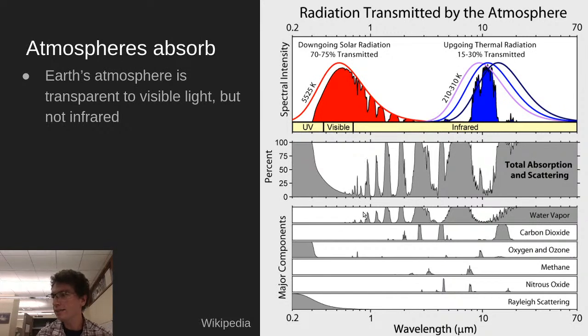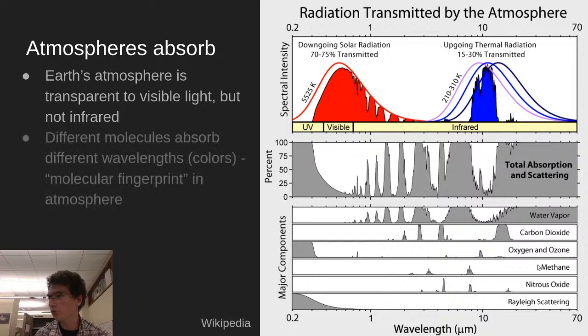We can then break this down into individual molecules. So water has one pattern of absorption features. Carbon dioxide has a different pattern of absorption features. Oxygen, methane, nitrous oxide, every molecule has a different set of absorption features. And so what we can do is look at the absorption features we see and use that as kind of a fingerprint for the presence of a particular type of molecule.